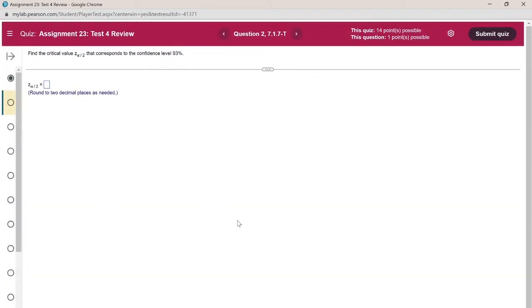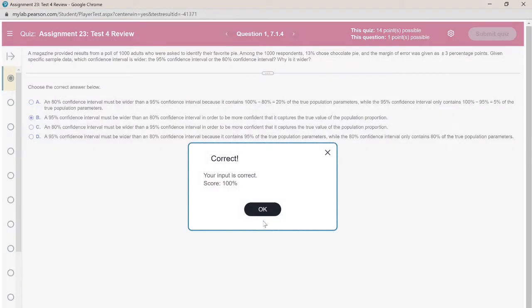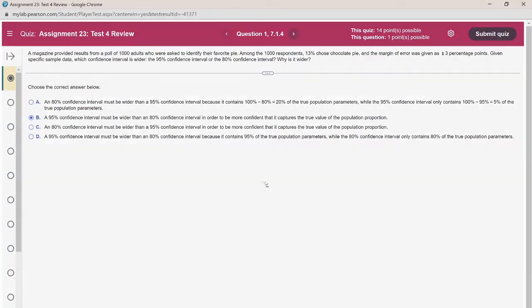Okay, so where is the next problem? I don't see this as an answer. Let me go back here and check my answer. Yeah, that's right. Let's go to the next problem.